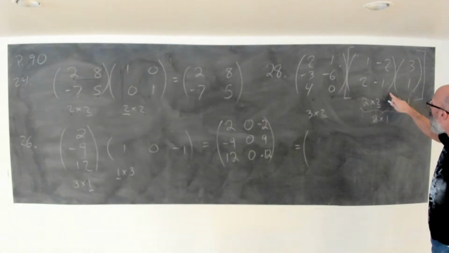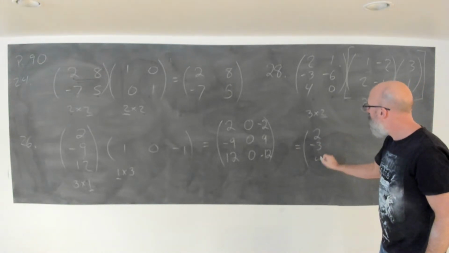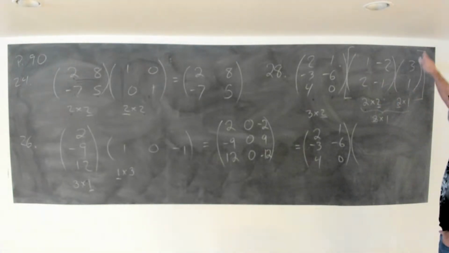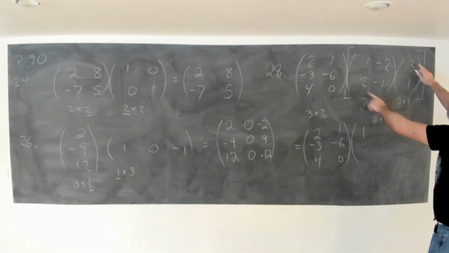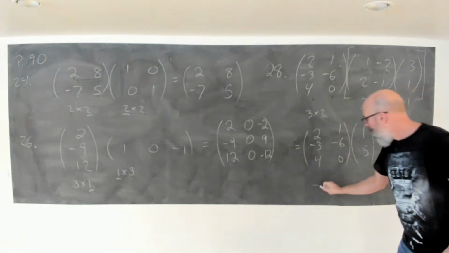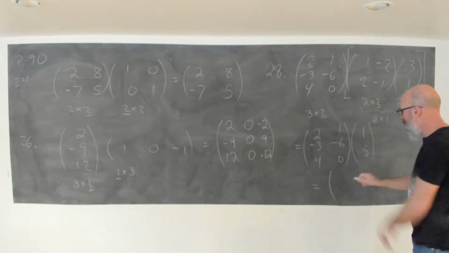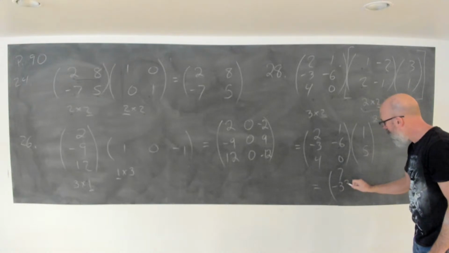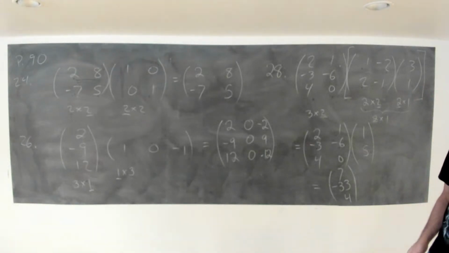Now it's telling us to do this product first, right? Because of these square brackets. So let's respect that. First row times first column, 3 minus 2. Second row, first column, 6 minus 1. And finally, first row times first column, 2 plus 5 is 7. Minus 3 minus 30 is minus 33. And 4 plus 0 is 4. There it is.